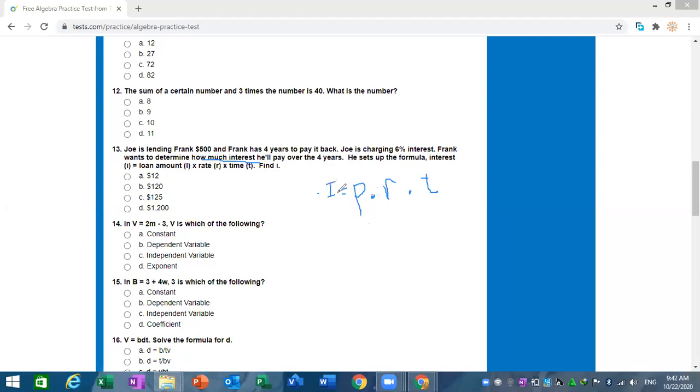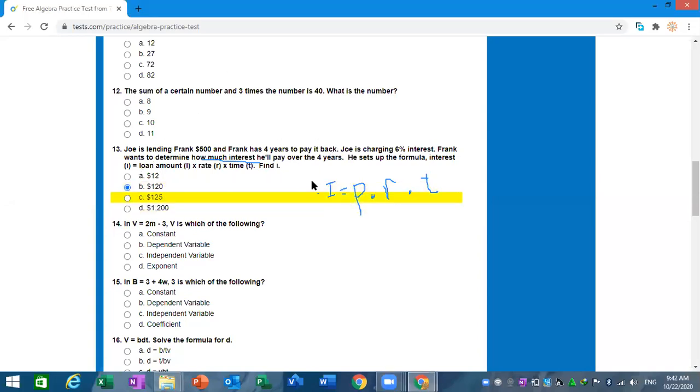And what is the rate? 6%. And we are going to change it into 0.06, or 6 over 100, times the years. He said it was 4 years already. So T will be 4 years. So the answer will be equal to 120, because we will multiply 500 by 0.06.